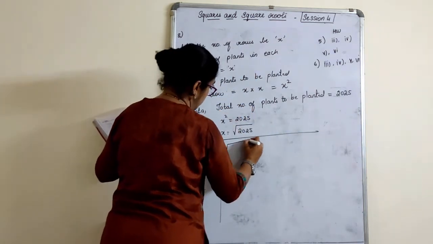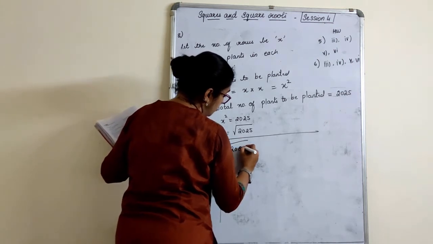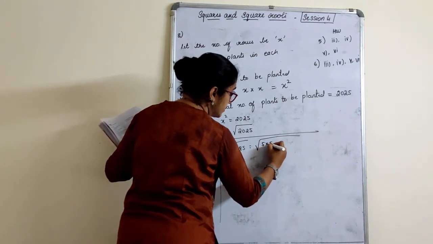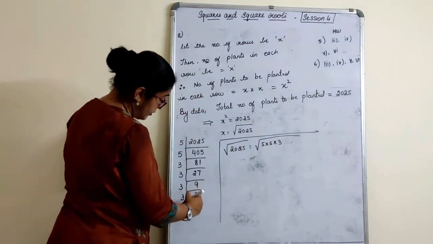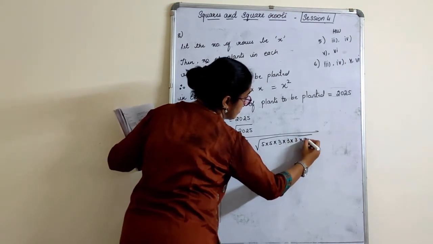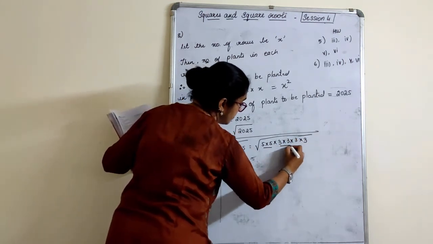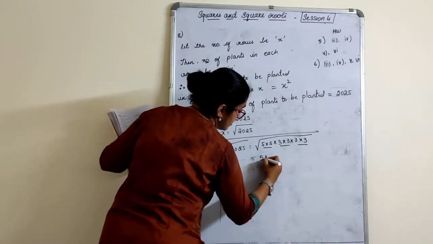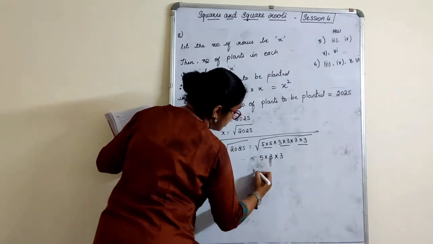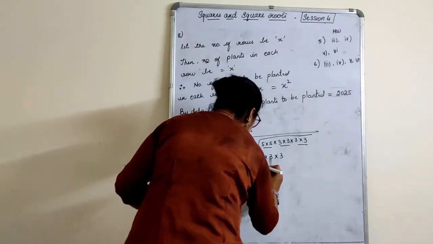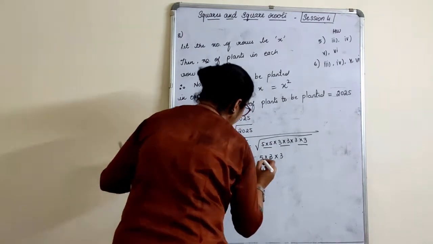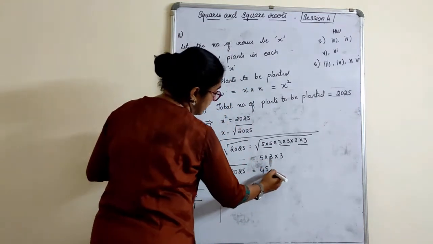So the square root of 2025 is equal to the square root of 5 2 times into 3 4 times. Group them. So 5 1s, 3 into 3. 3 3s are 9. 9 5s are 45. The square root of 2025 is 45.